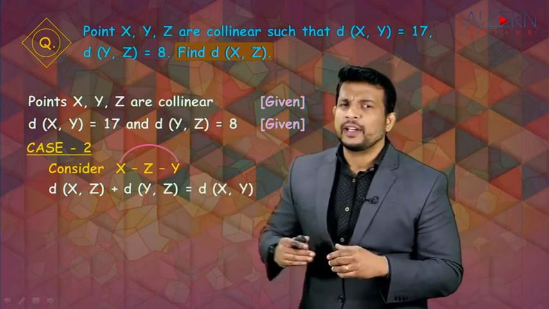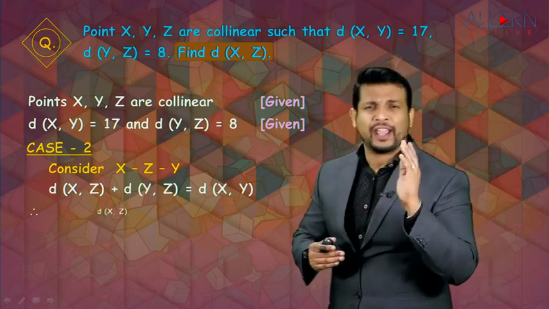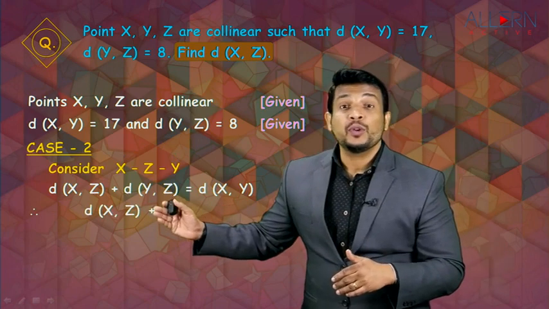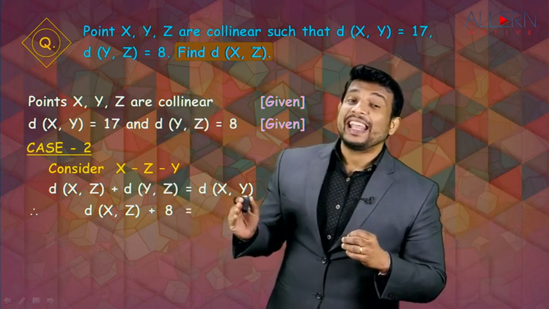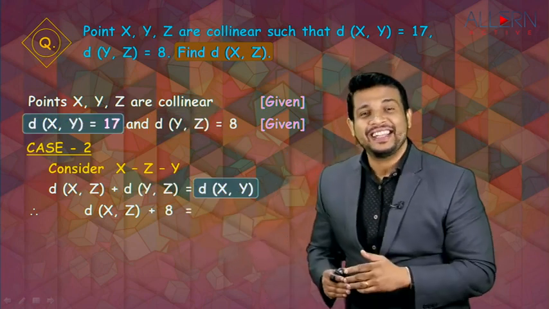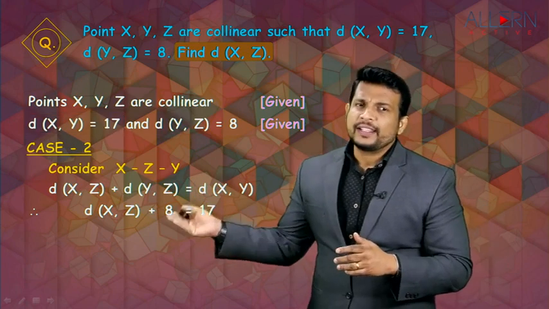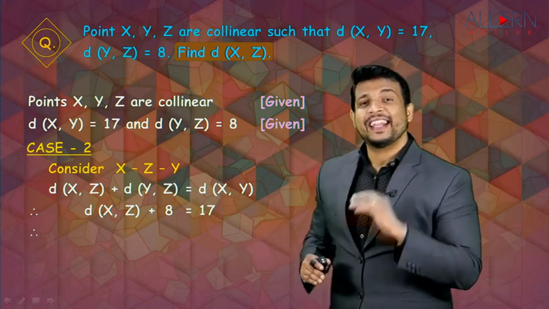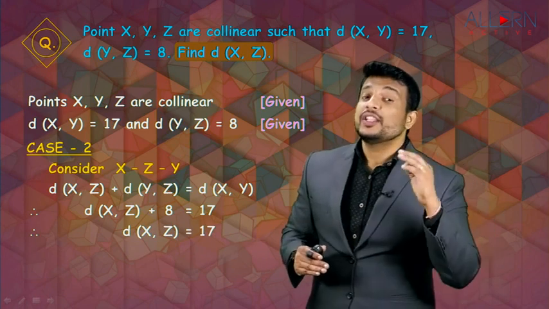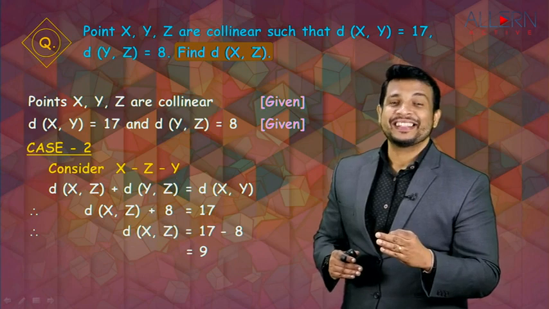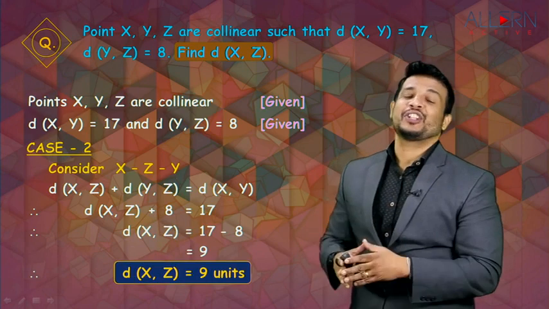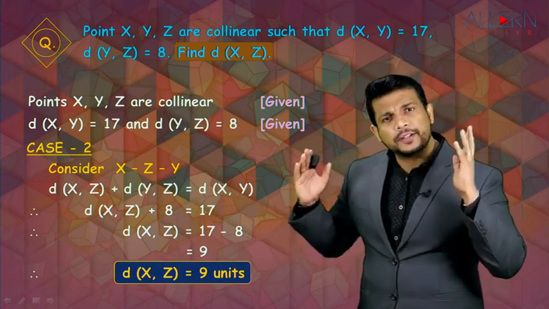What is the distance between X and Z? We don't know. We are supposed to find it. Keep it as it is. What is distance between Y and Z? It is 8. So we write the 8 is equal to distance between X and Y. How much is that? It is 17. Beautiful. Now plus 8 goes on to the other side. It becomes minus 8. So we get distance between X and Z is equal to 17 minus 8. What is 17 minus 8? It is nothing but 9. That means the distance between X and Z is 9 units.